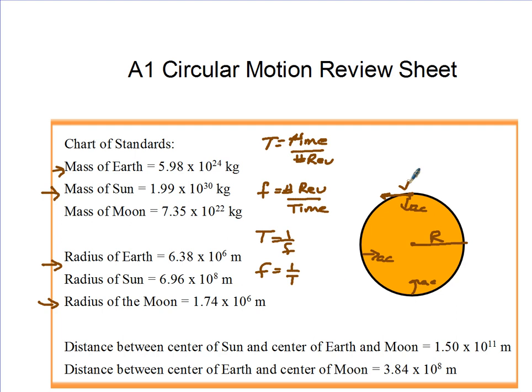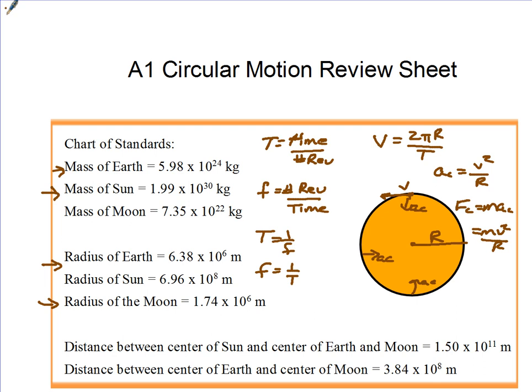You need to know when an object is moving around a circle, the speed it's traveling is 2 pi r divided by the period. And of course, your centripetal acceleration is v squared over r. The centripetal force is, of course, m a_c, or you can write it as mv squared over r. Either way, it's fine. The trick with this is you have to remember, in this unit, everything equals centripetal force.